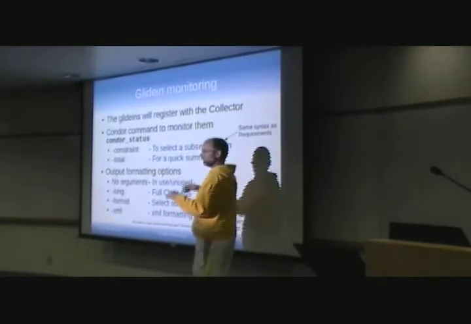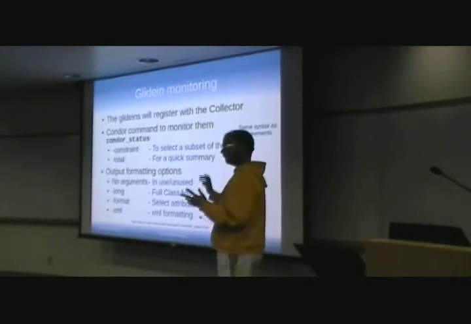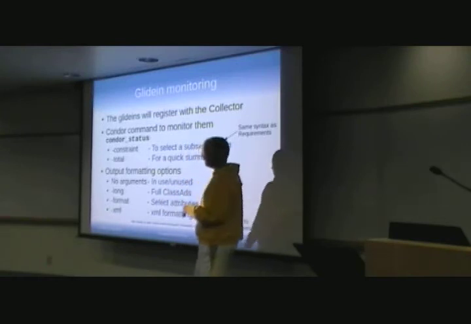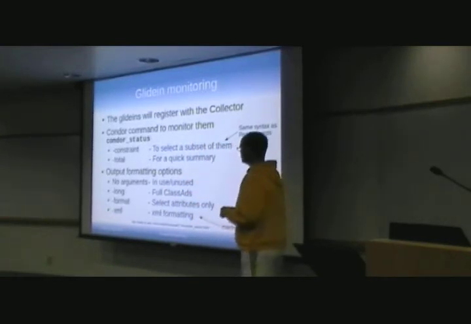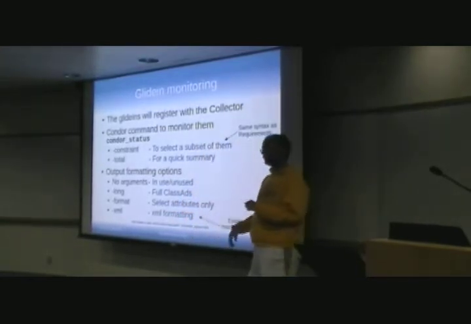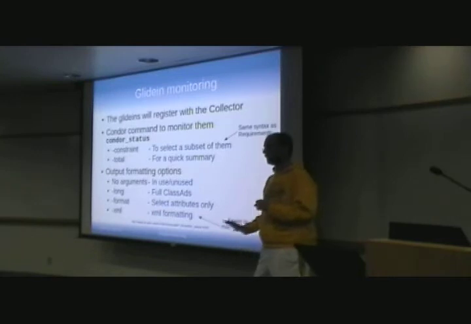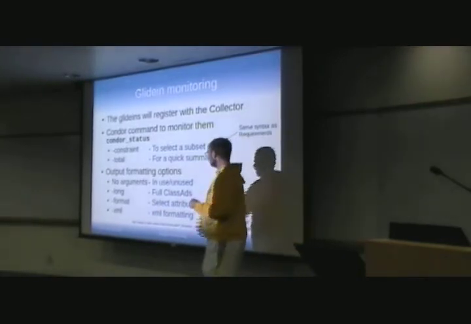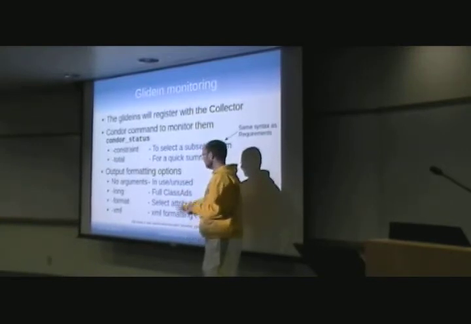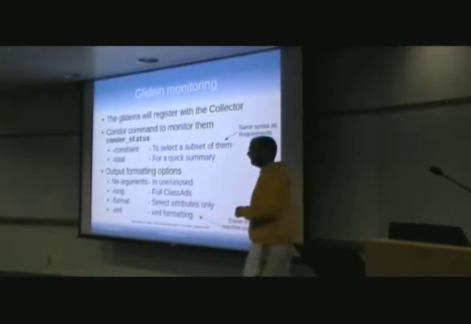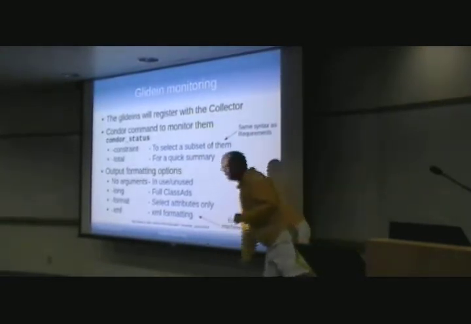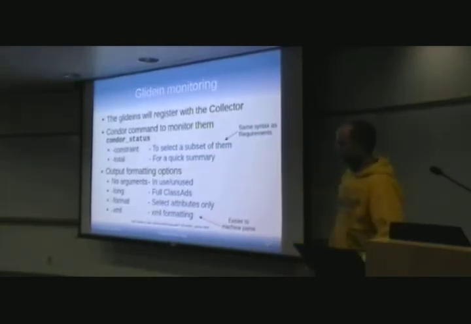With no arguments, it provides some basic information about what's used and what's not in use. With -long, you have the full classad if you want to see what's going on. With -format, you select just a few attributes. So if you know which attributes you're interested in, definitely go for -format, much faster. And if you want to do machine parsing, or you are really an XML guru, do a -xml and you get the details in an XML format. And here is the link to the manual page of condor_status.